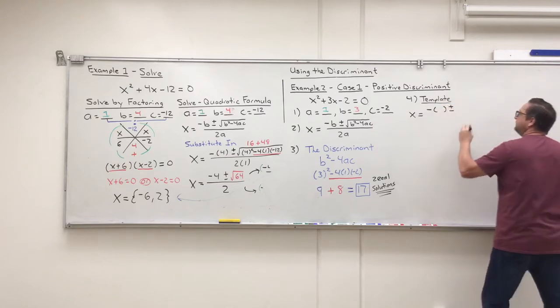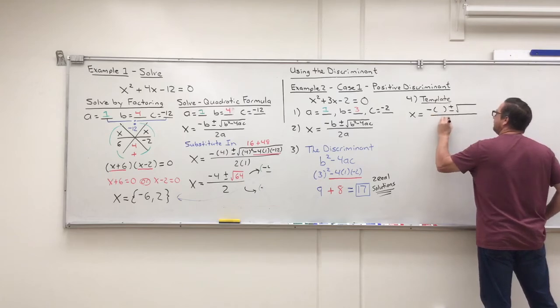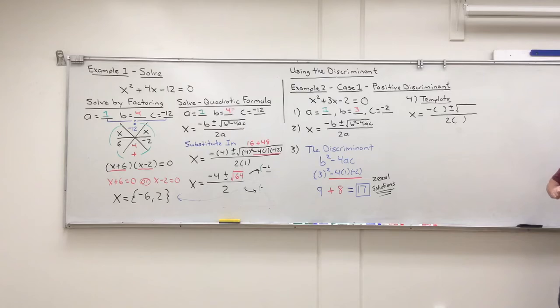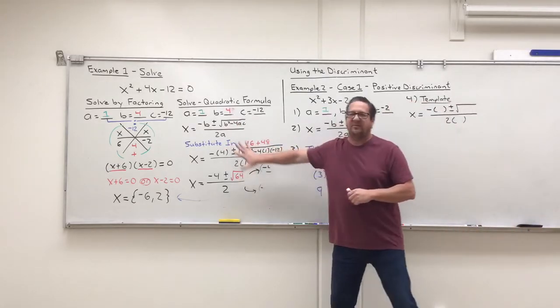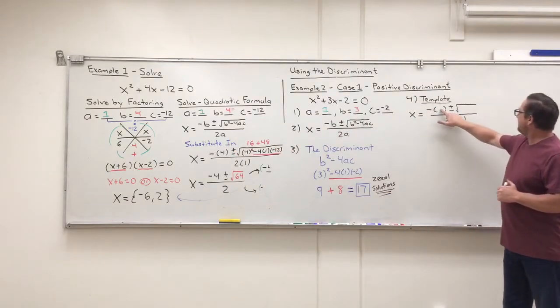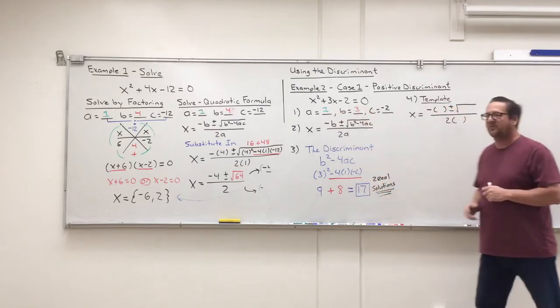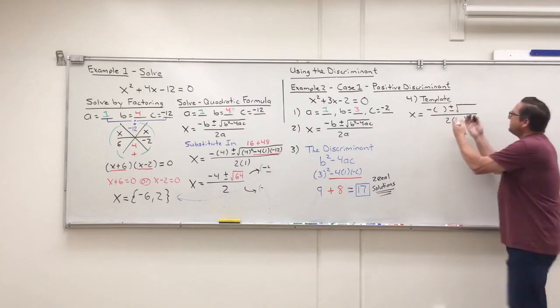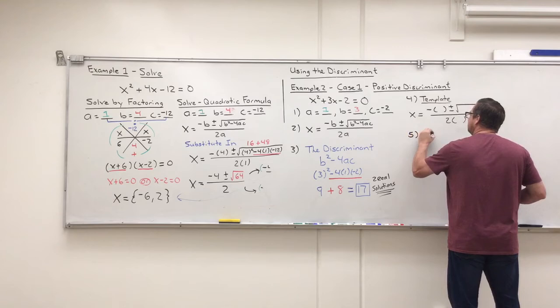negative blank plus or minus the square root all over 2 blank. And because we didn't plug everything in all at one time, you only have to plug in the 3 places, and you'll notice I already have it kind of set up color-wise of how that's going to look. Okay? So step 4 is just this template. Step 5, we're going to solve.